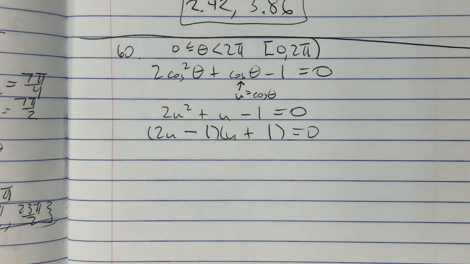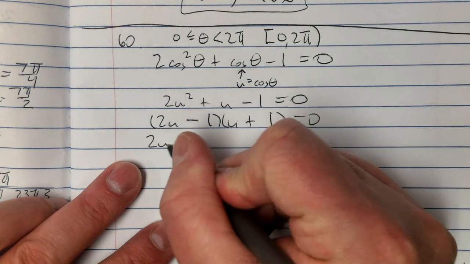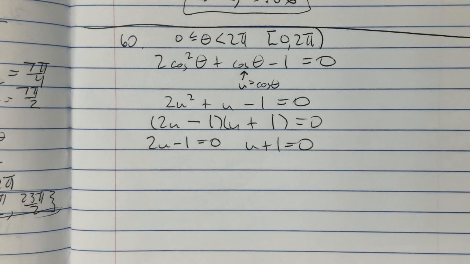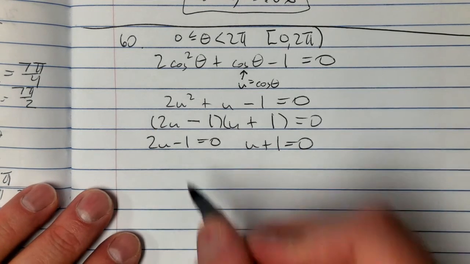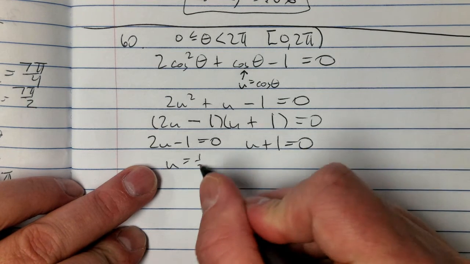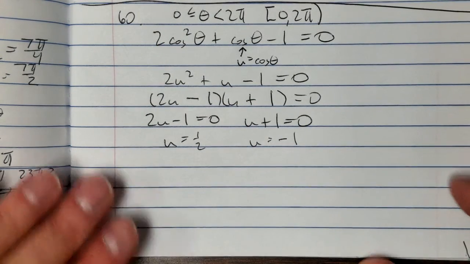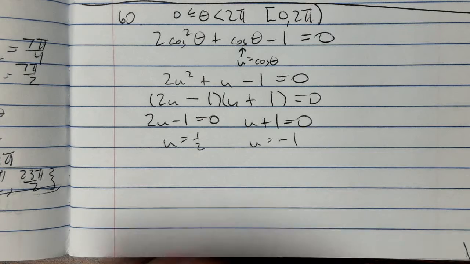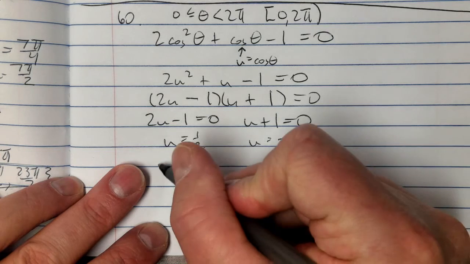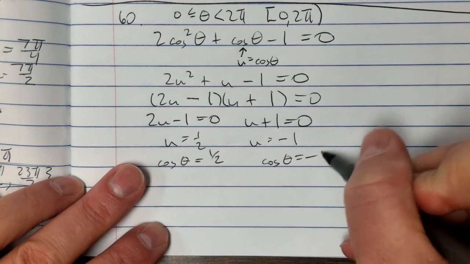So you're basically doing some factoring, and then set each one equal to 0. So you have 2u minus 1 equals 0, and u plus 1 equals 0. And then solve for u. So you move the 1 to the right, and then divide by 2, so you get a half. And this one you move your 1 over, so you get negative 1. At that point, what you're going to want to do is change your u back to cosine. So we put cosine theta equal 1/2 and cosine theta equal negative 1.